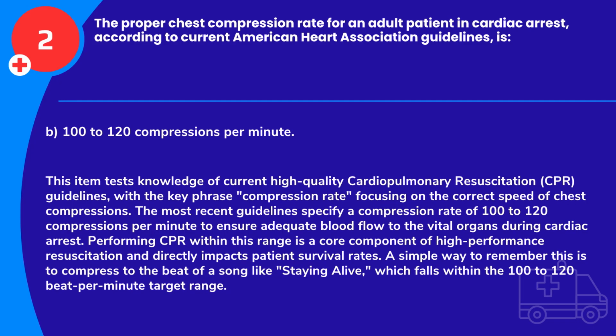Answer: B. 100 to 120 compressions per minute. This item tests knowledge of current high-quality cardiopulmonary resuscitation (CPR) guidelines, with the key phrase compression rate focusing on the correct speed of chest compressions. The most recent guidelines specify a compression rate of 100 to 120 compressions per minute to ensure adequate blood flow to the vital organs during cardiac arrest. Performing CPR within this range is a core component of high-performance resuscitation and directly impacts patient survival rates. A simple way to remember this is to compress to the beat of a song like Staying Alive, which falls within the 100 to 120 beat per minute target range.